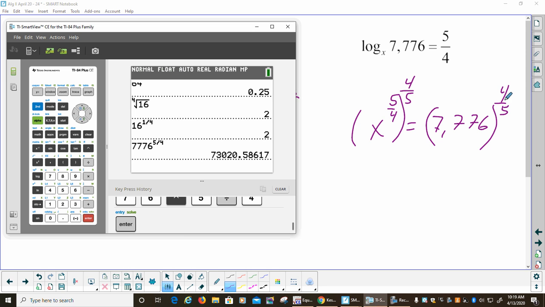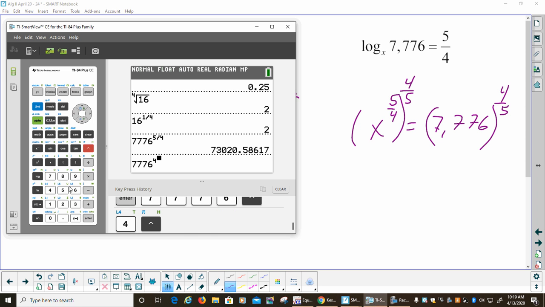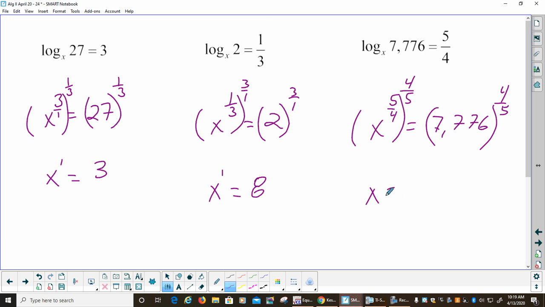Oops, I typed it in wrong. 4/5. Wait, 7776 raised to the 4/5. Let's clear that. 7776 raised to the 4 divided by 5. There we go. 10 minutes later, 1296. X is equal to 1,296. Sorry I had so much difficulty typing that in the calculator.